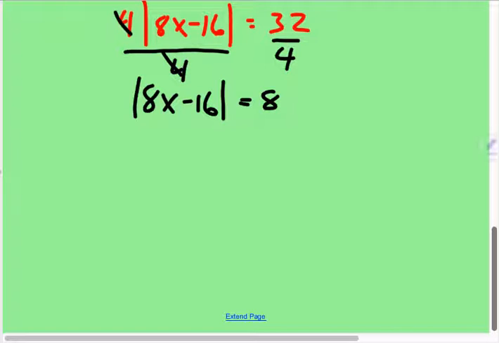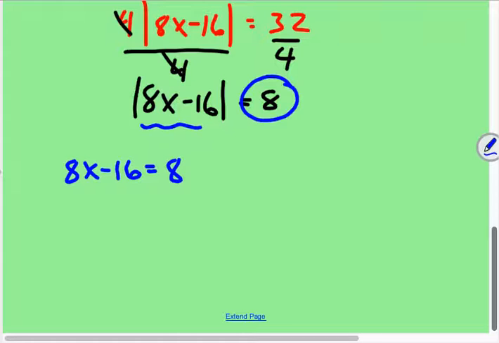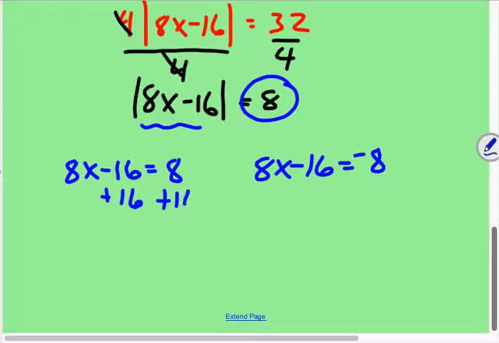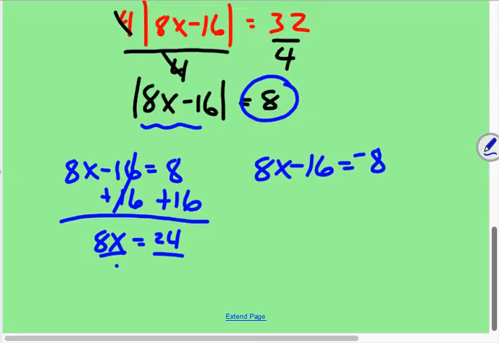Now it's equal to a positive number. Absolute value is isolated. It's equal to a positive number. You can break it up into 2 equations. 8x minus 16 equals 8, obviously. And 8x minus 16 equals negative 8. So adding 16 to both sides, I get 8x equals 24. Divide both sides by 8. Okay, you're going to get 3 for an answer. If you do the other side, you're going to get 1.